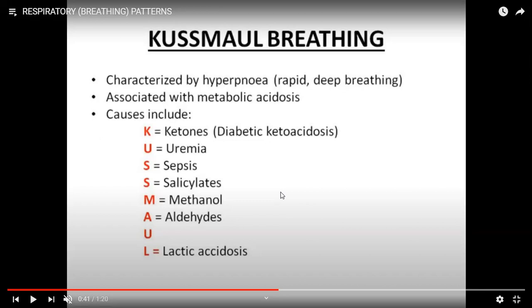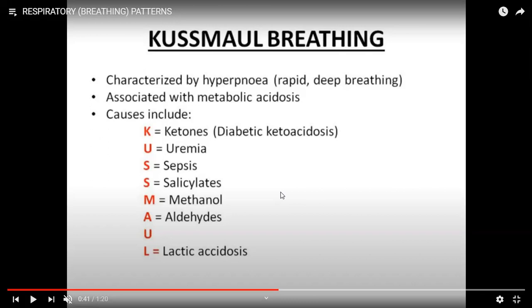And what are the causes? You can use this mnemonic to help you remember the causes of Kussmaul respiration. In the red font, you have KUSSMAUL. The word can help you come up with some of the causes. So the K refers to ketones, the presence of ketones in the blood. Somebody who is suffering from diabetic ketoacidosis has a lot of ketones in the blood. So the presence of that can cause Kussmaul respiration.